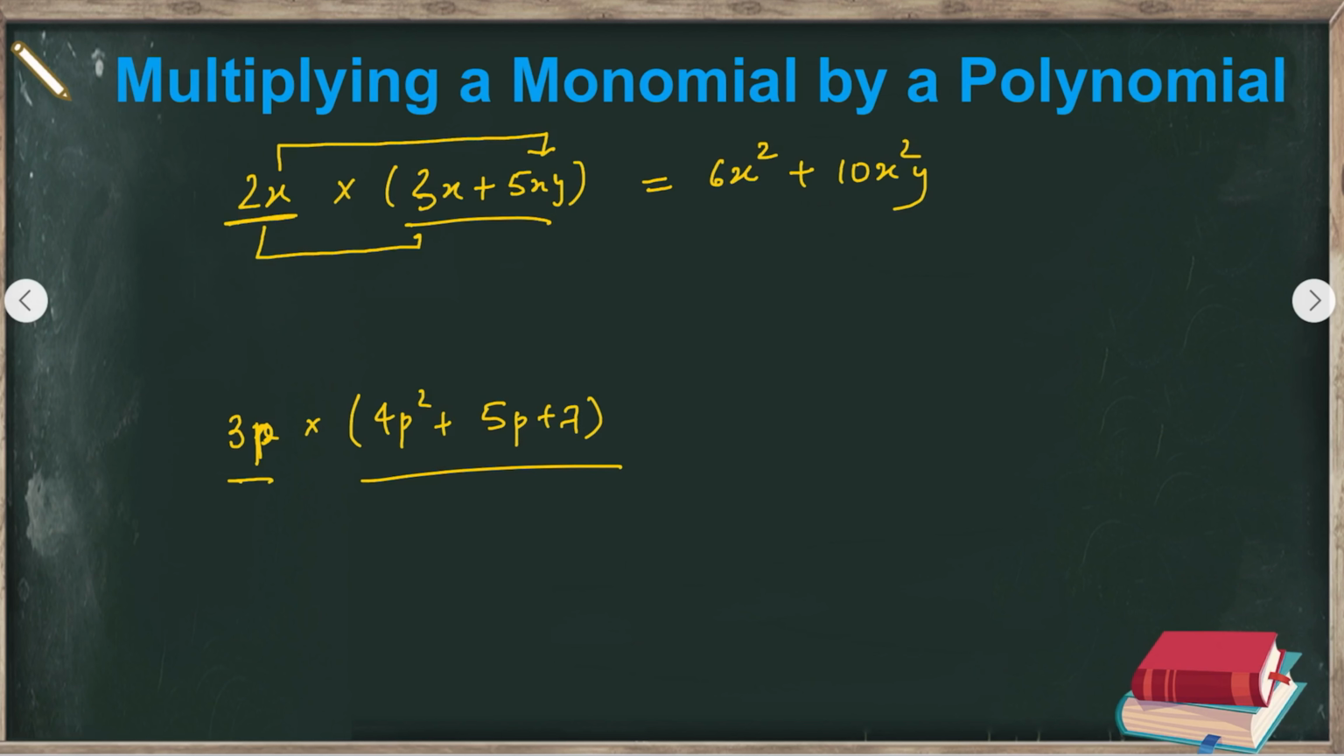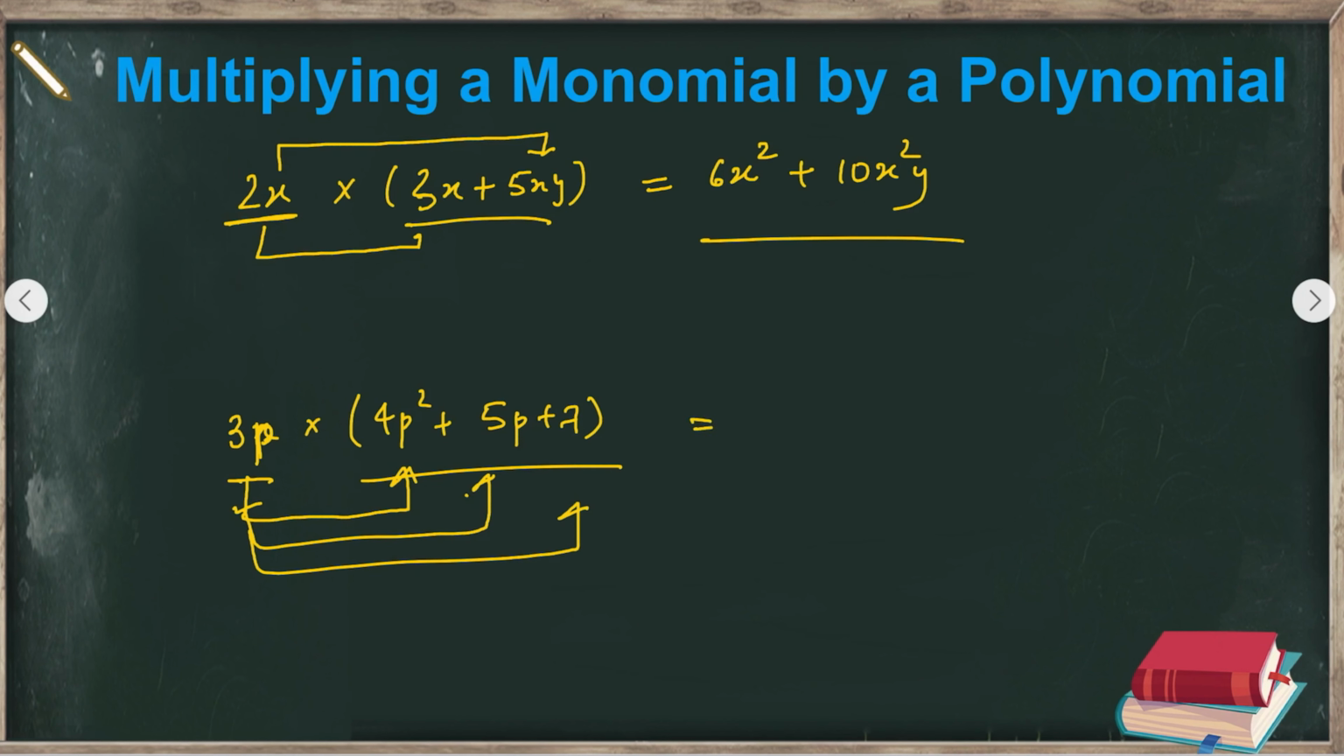So this is the case of when a monomial is multiplied by a binomial. Now let's look at the case of when we have a monomial multiplied by a trinomial. Here also we'll first multiply this monomial by the first term, then the second term, and then the third term. So we'll multiply this 3p by the 4p square. So 3 into 4 will be 12, then p into p square will result in p cube. As you know, when we are multiplying, the powers of the variable will be added, as we have power 1 of p here and power 2 of p here. So 1 plus 2 will give us 3.